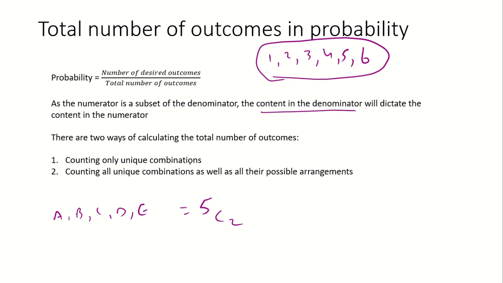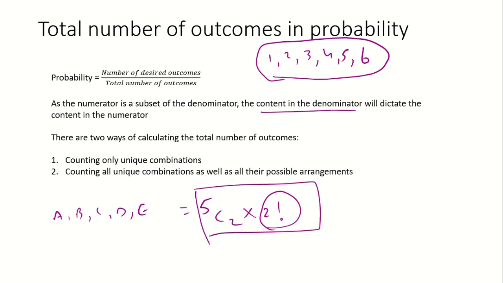Now, if the question is to select 2 people for 2 different posts, like the post of a manager and a director, that would require a combination of any 2 people, and also an arrangement of those 2 people, right? Because after 2 people are selected, either of them can occupy either of the posts. So there are 2 factorial ways in which they can occupy the 2 posts. So this is your combination as well as arrangement. For more details on permutations and combinations, do refer to the videos and reading resources on it.